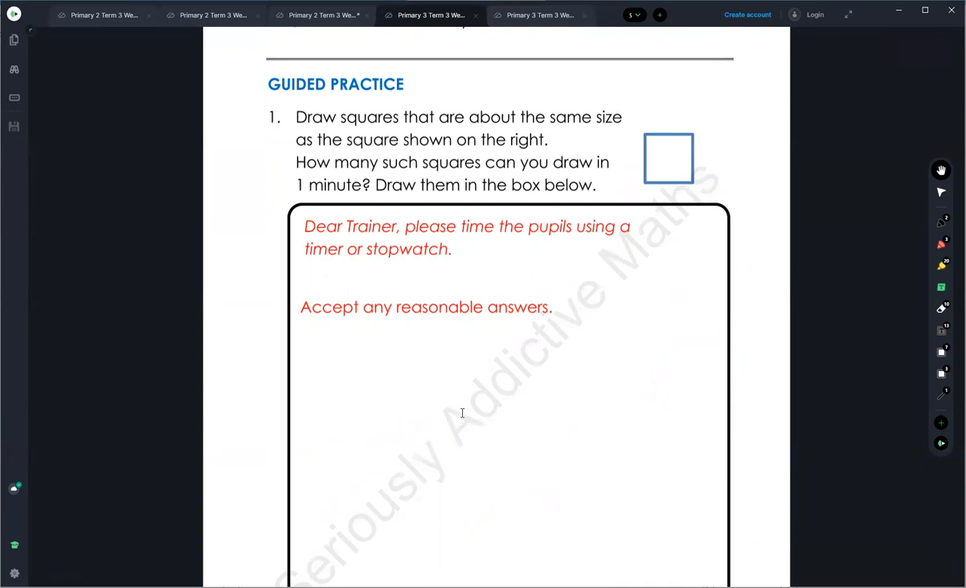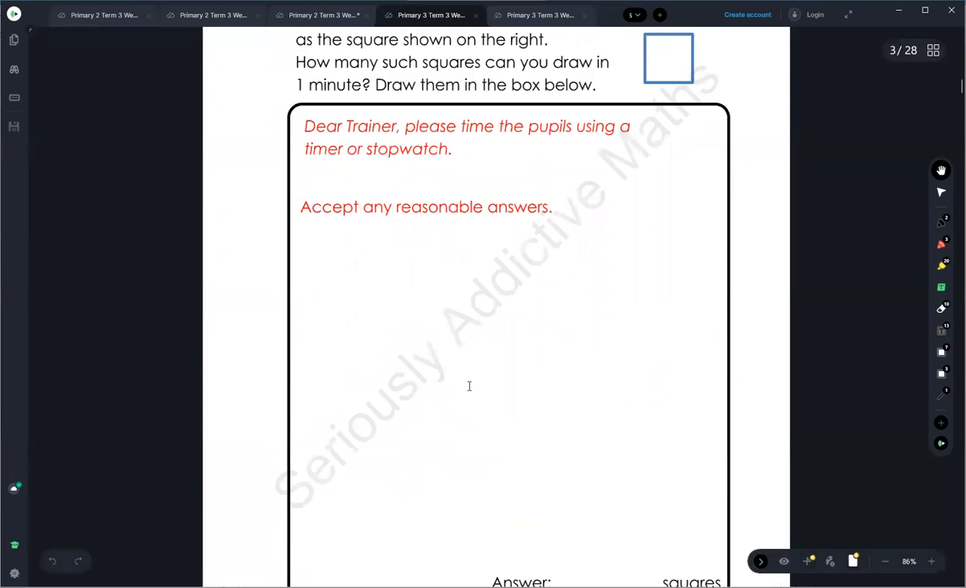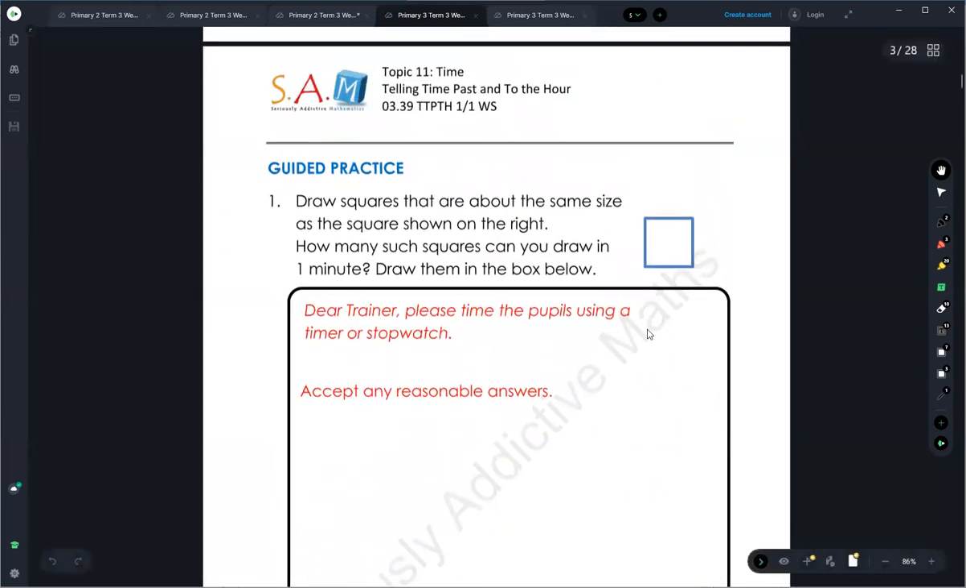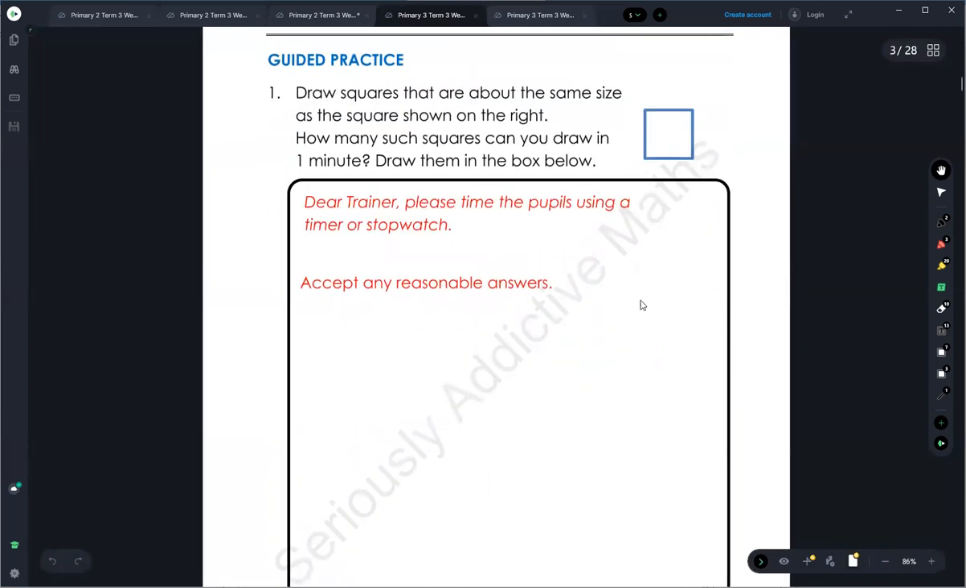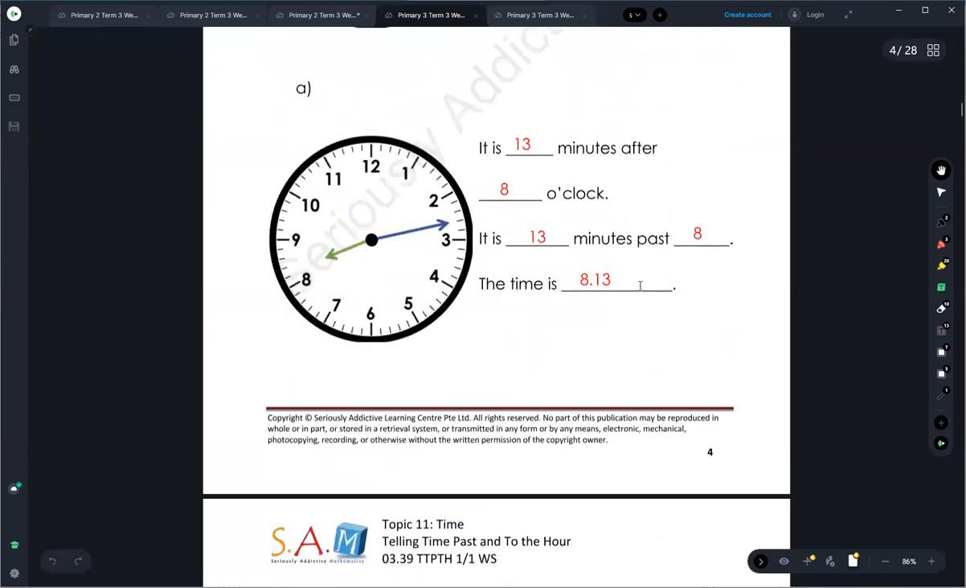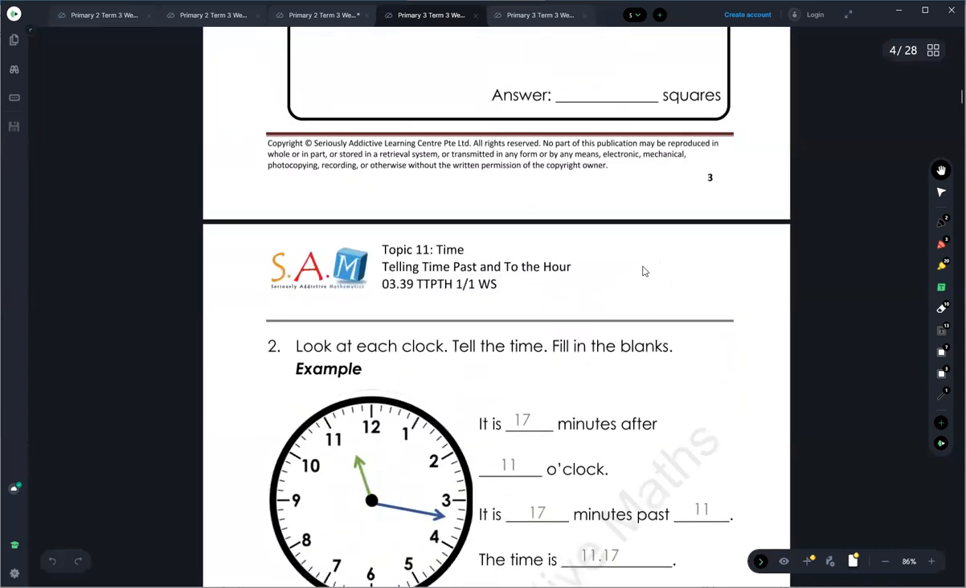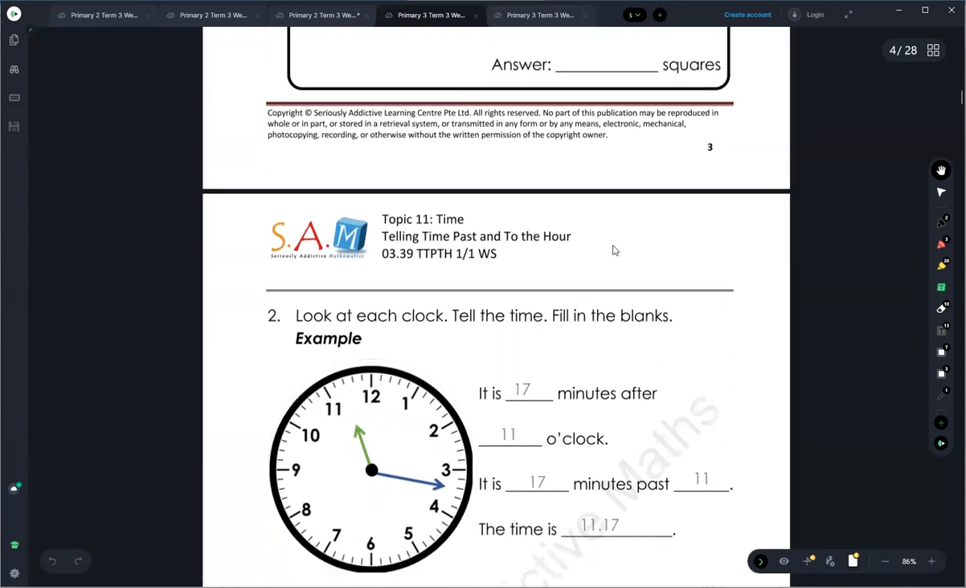You can actually use the digital analog clock that I'm going to share with you, the link. You can use that to do a timer as well. So that they are supposed to draw. Essentially, one of these squares would take 1 second to draw, if they do it very, very quickly. So it would take approximately, on average, I think they would do 50 to 60 squares.